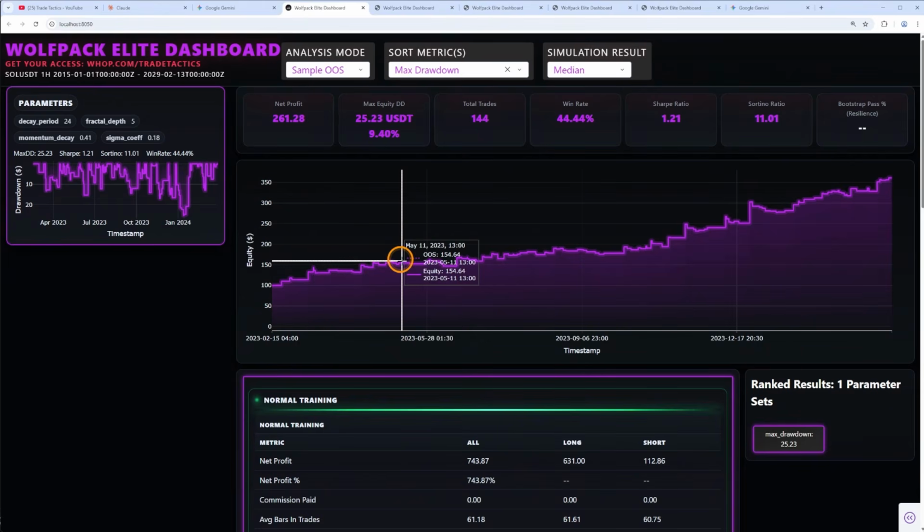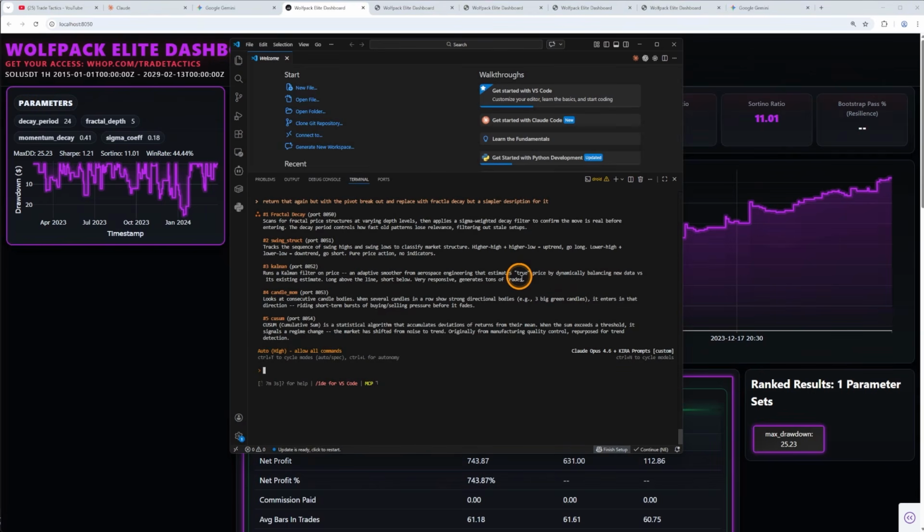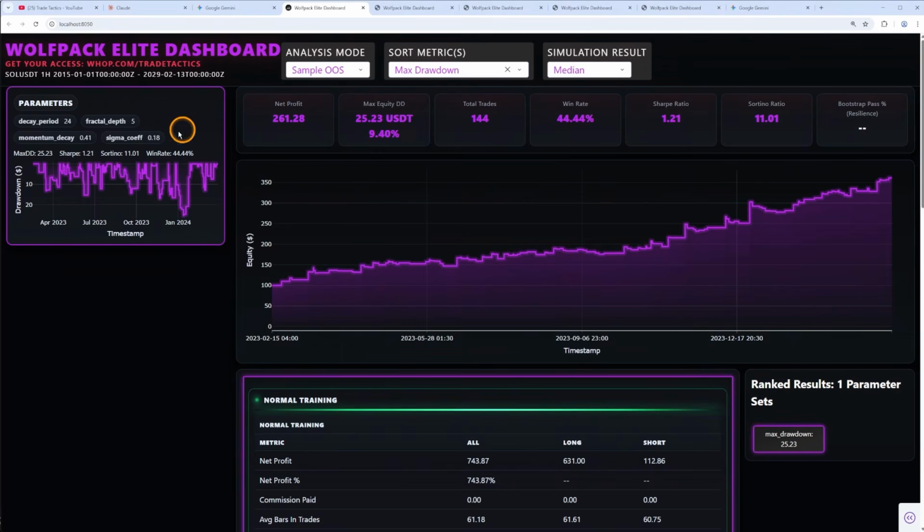All right, so what exactly is this strategy? This is a fractal decay strategy. And the way that it works is it scans for price structures of varying depth levels and then specifies a sigma weighted decay filter to confirm the move is real before entering. And so that's how it achieved this result. So the decay period filters out old price structures and only looks at the current period, which is incredible.